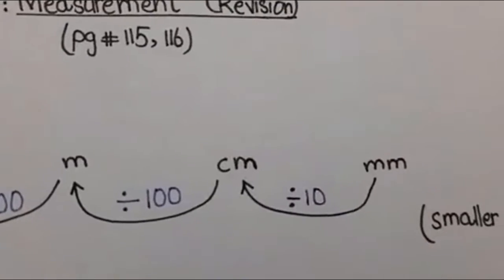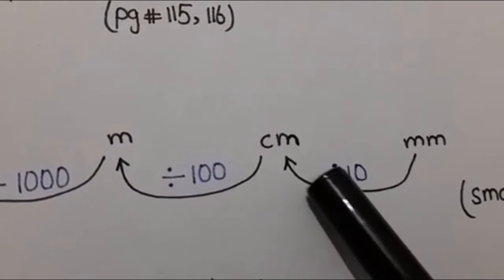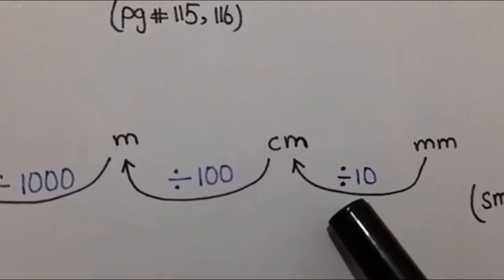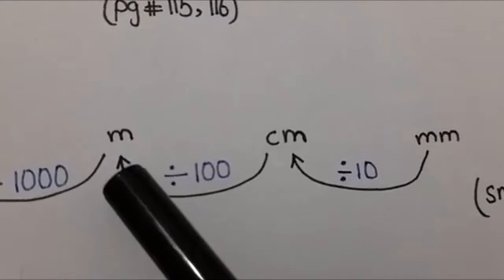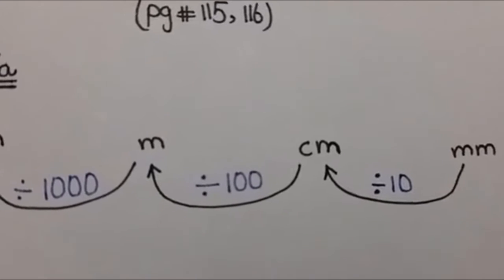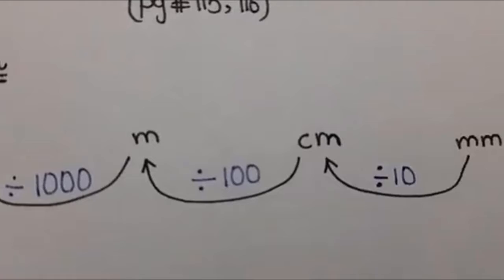Here I have written smaller to bigger. Okay. So for smaller to bigger, you can see I am moving toward kilometer. When I have to convert millimeter into centimeter, I have to divide it by 10. When I have to convert centimeter into meter, I have to divide the sum by 100. When I have to convert meter into kilometer, then I will divide by 1000.